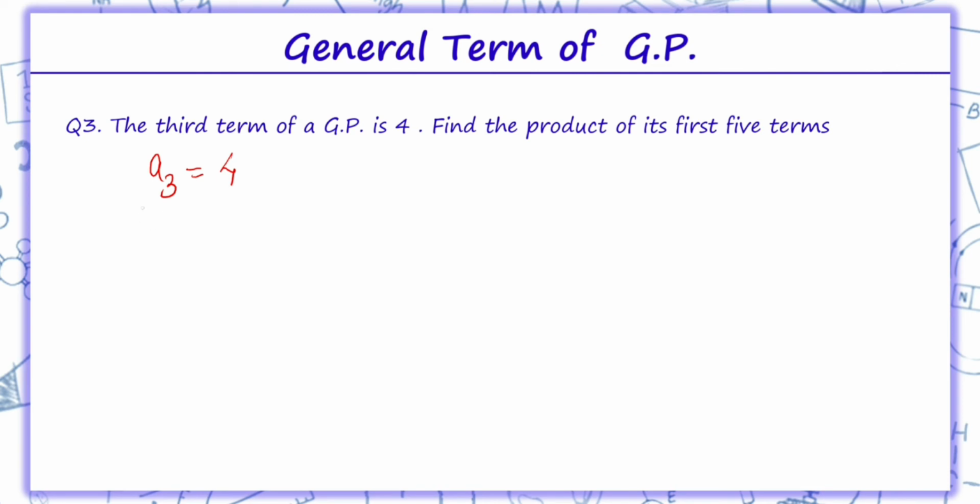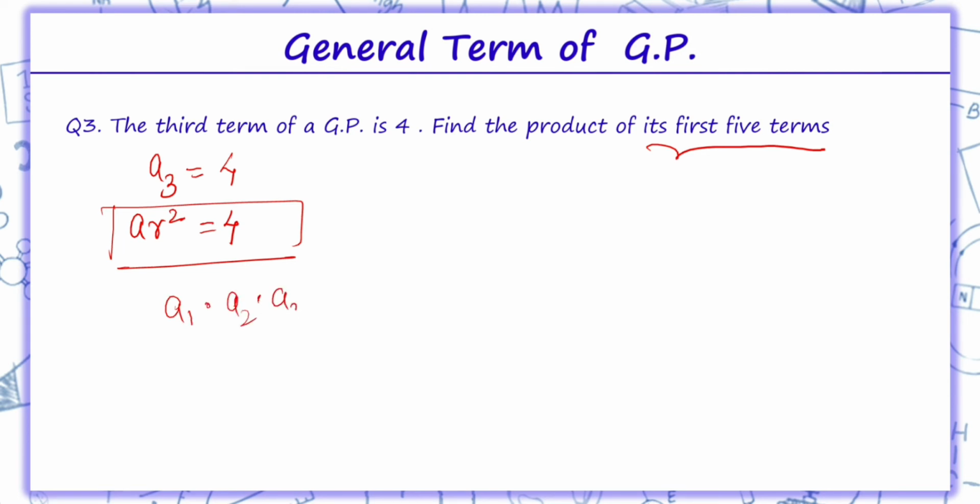So when we apply the formula over here, using the general term formula only, A into R square will come out to be 4. Now they are telling us to calculate the product of the first 5 terms. So the product of the first 5 terms is A1 into A2 into A3 into A4 into A5. A1 is written as A, A2 is written as AR, A3 is written as AR square, A4 is written as AR cube, and A5 is written as AR to the power 4.